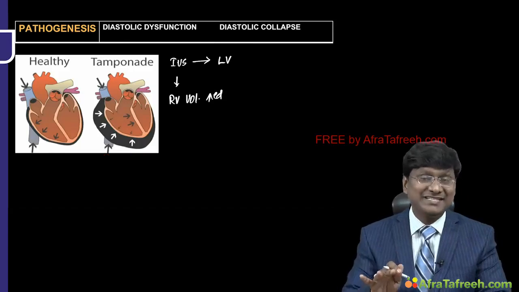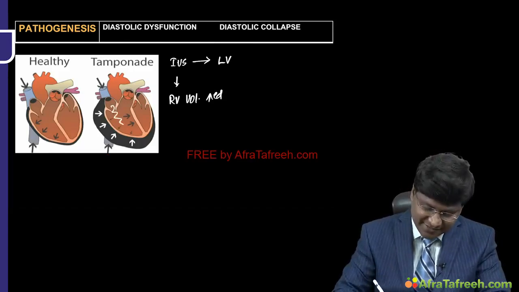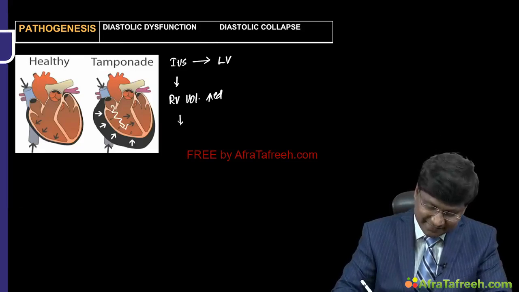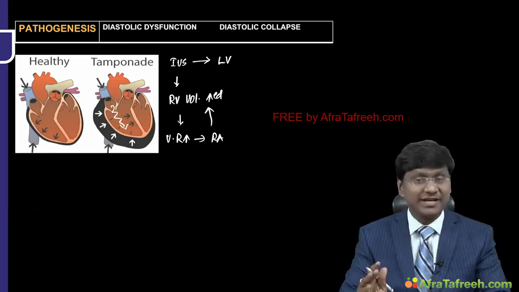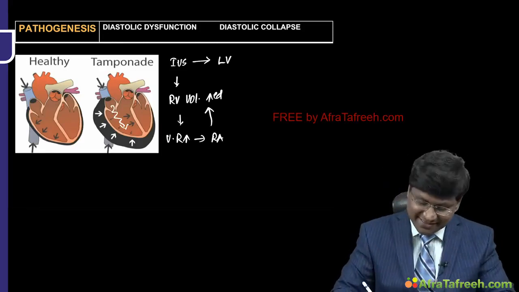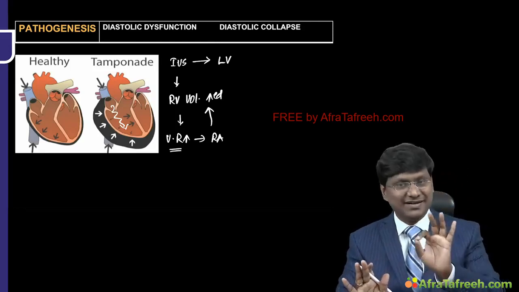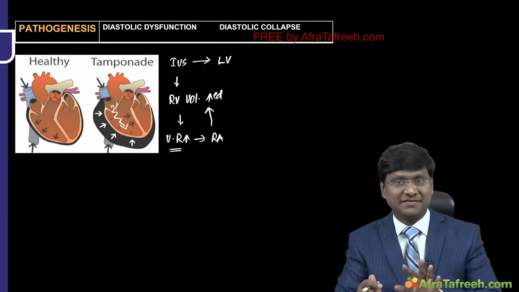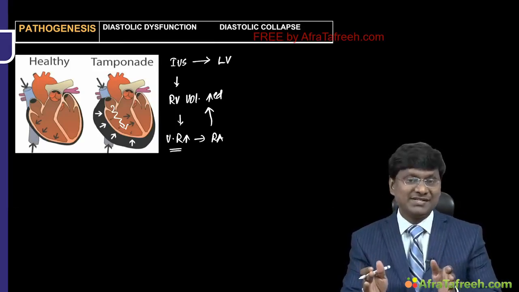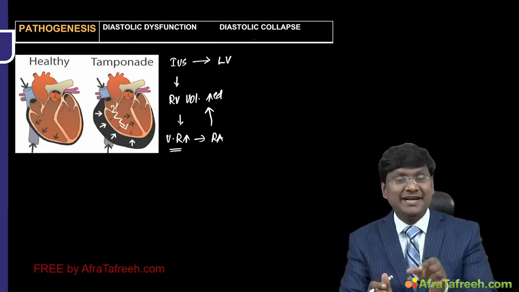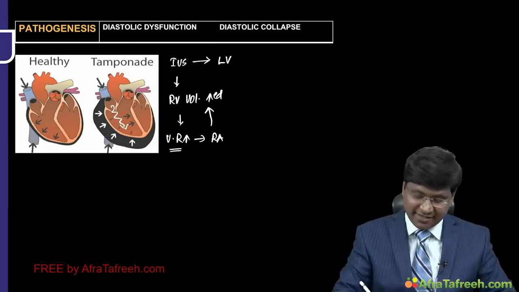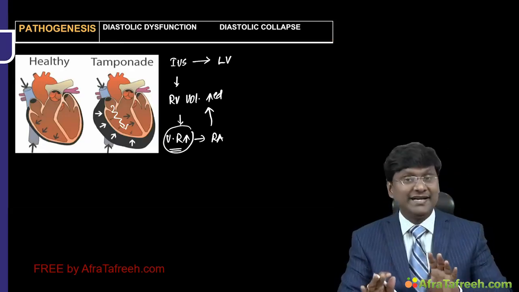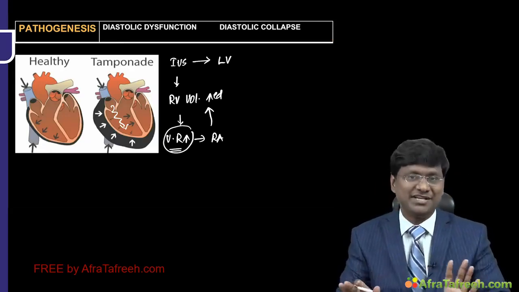As the RV volume is increased during inspiration, the blood from the right atrium goes to the right ventricle and thereby the venous return increases, right? The concept is very simple. The RV volume is increasing because of the interventricular septum shift. So once the RV volume increases, the pressure falls and the right atrium can comfortably send the blood into the right ventricle, and venous return to the right atrium increases during inspiration.